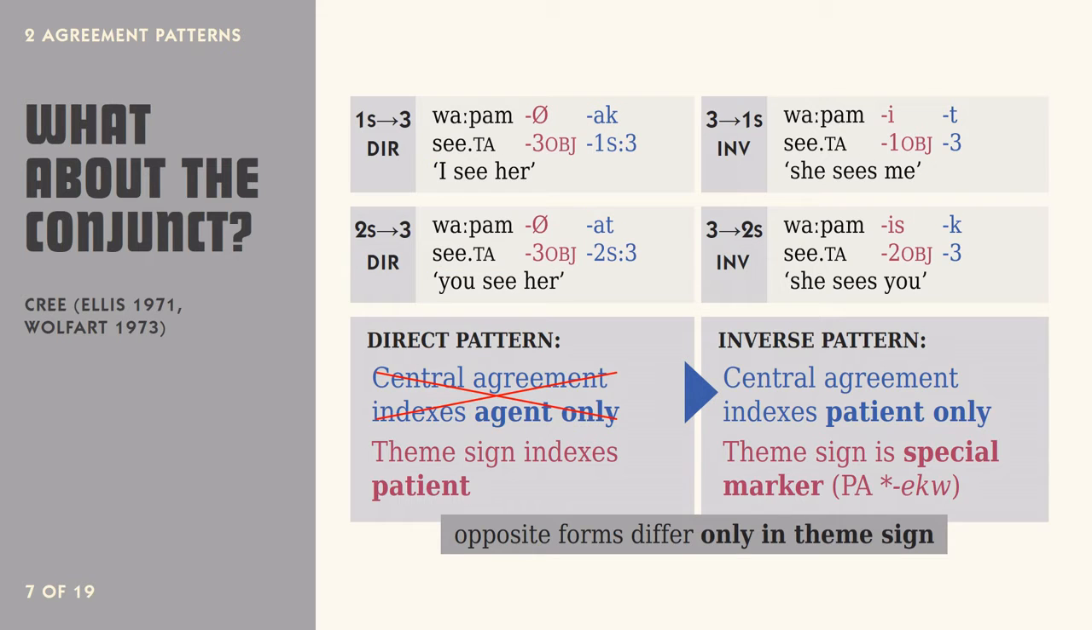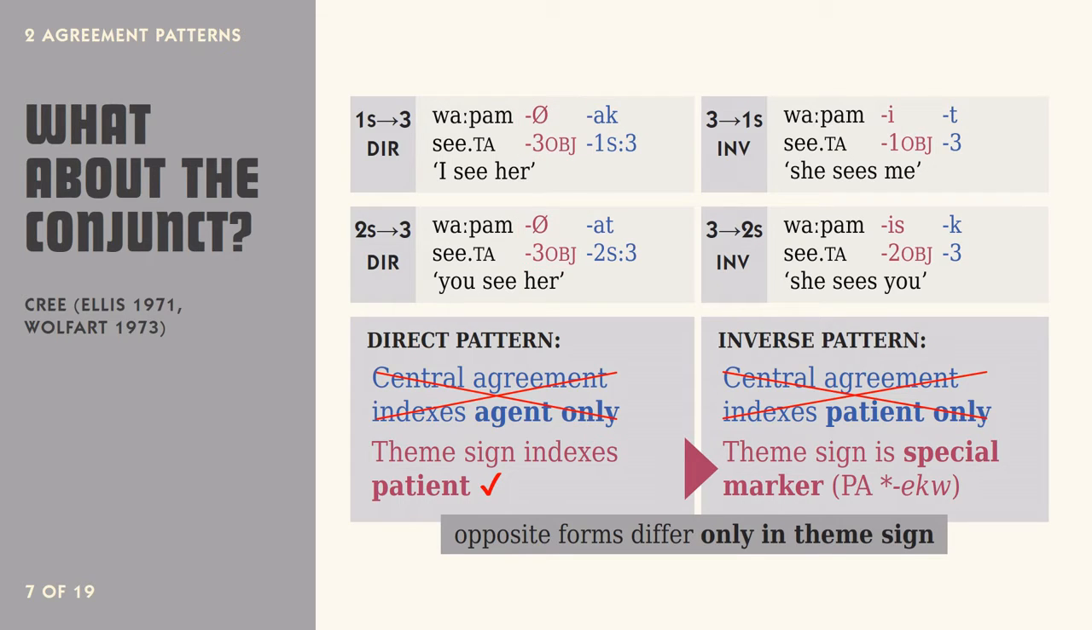In the inverse pattern, the central agreement indexes the patient only, but in the conjunct forms it actually indexes the agent, so that also doesn't fit. In the direct pattern, the theme sign indexes the patient, and that is the case in the conjunct forms too, so that's one point of similarity.